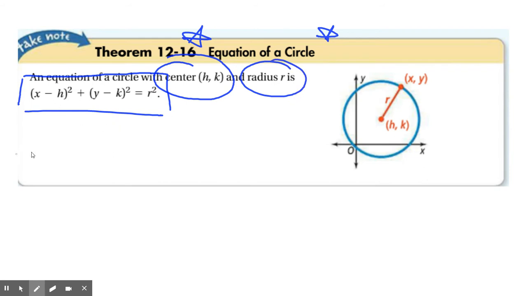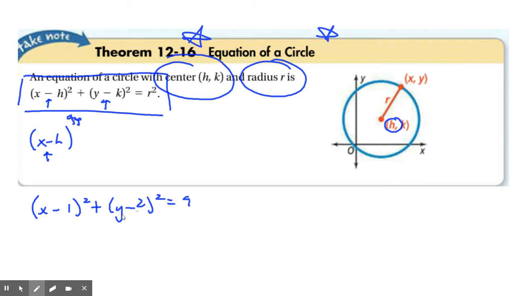Now notice in the problem it says x minus h, but your h is a positive. This symbol and this symbol are going to be opposite of what they truly are. Opposite. So for instance, say my equation was this: x minus 1 squared plus y minus 2 squared equals 9. All right, so this is my equation. So in this case, the center would be this h and this k: positive 1 and positive 2, opposite of these signs. And this 9 is not the radius, that's the radius squared.